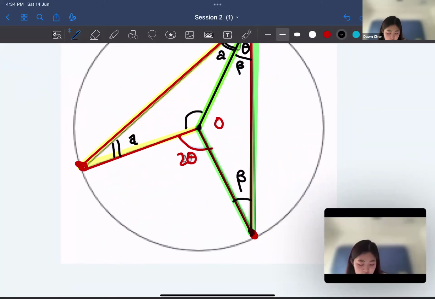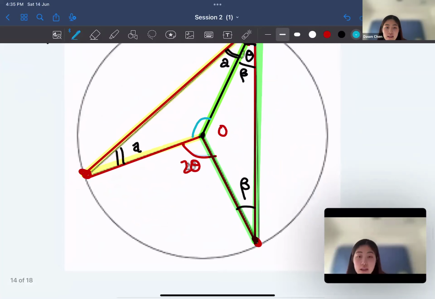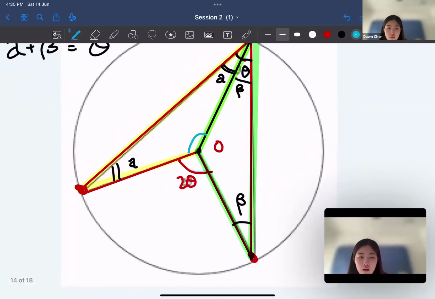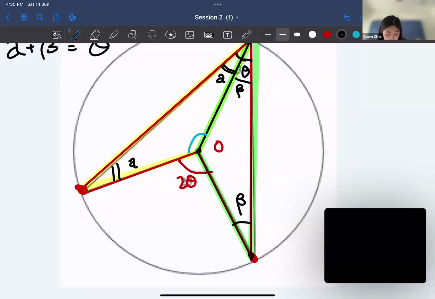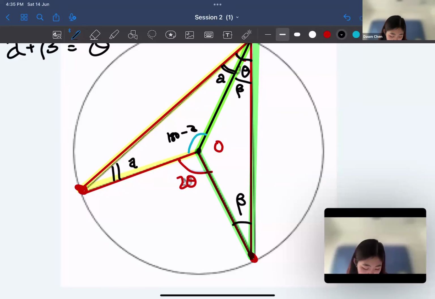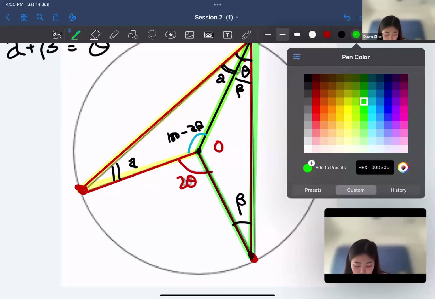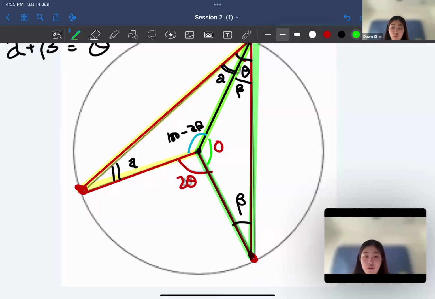Now, what would this angle over here be equal to? I'll use another color, blue. So what would this angle, the third angle of our isosceles triangle, be equal to? 180 minus 2 alpha. Yes, exactly. So it would be equal to 180 minus 2 alpha. And what about this other angle over here? The green one.